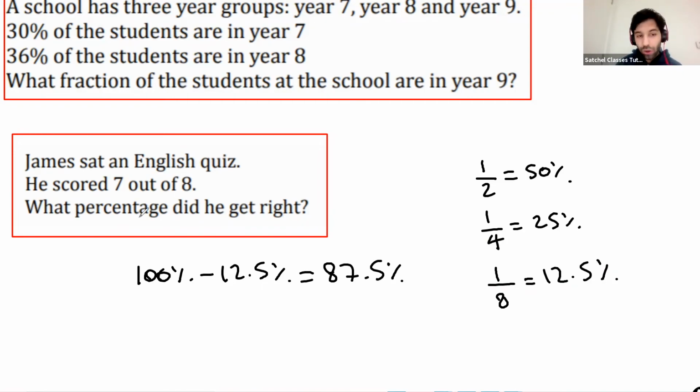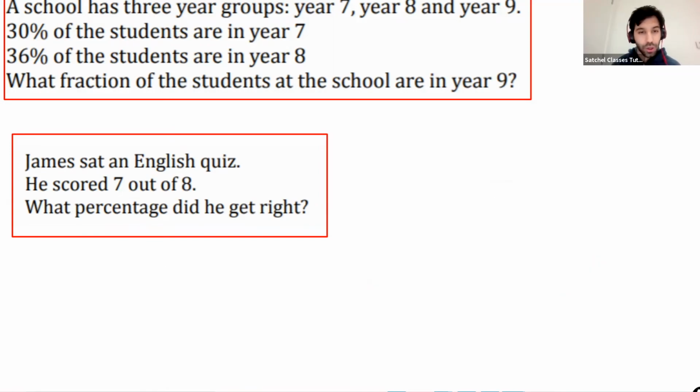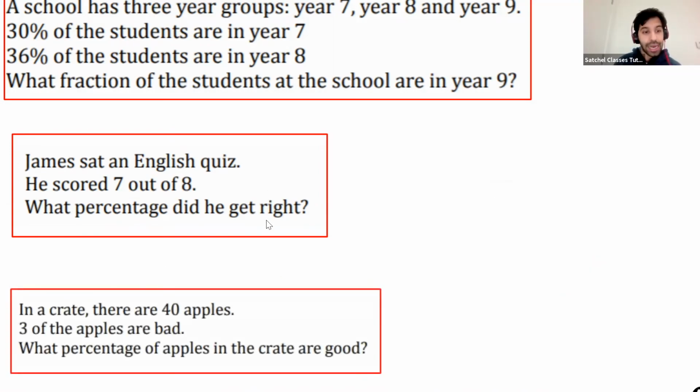Now, this one was a bit of a tricky one, but I just wanted to show you how, if you know one fraction, especially when it comes to halves, quarters, and eighths, you will be able to use your knowledge to deduce what 1/8 is equal to, and then work out what, for instance, 7/8 is equal to, or what 6/8 is equal to, and so on. One last example as well. Again, this one's going to be a little bit unconventional and tricky. It says in a crate there are 40 apples. 3 of the apples are bad. What percentage of the apples in the crate are good?